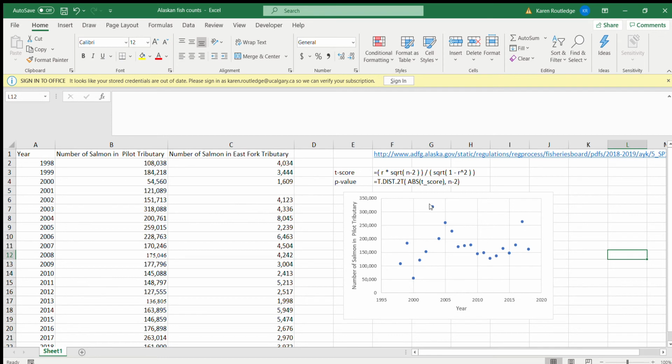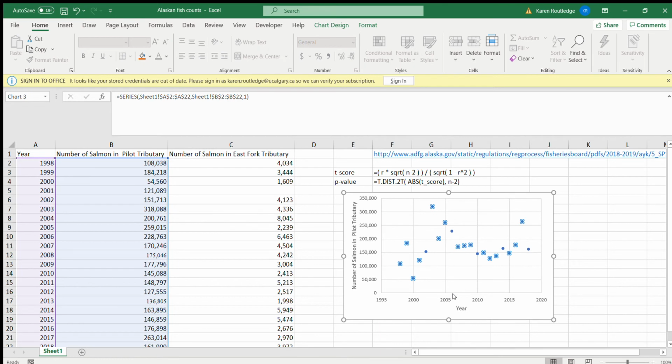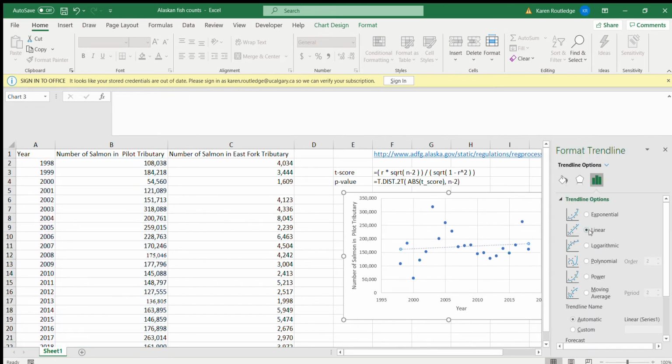In order to do that, we put our cursor over one of the data points, right-click, add trend line. It defaults to a linear pattern. We can see it has already given us the best fit line, the linear least squares regression line. We can also see that the best fit line actually is not straight across. It does have a slight positive slope to it.